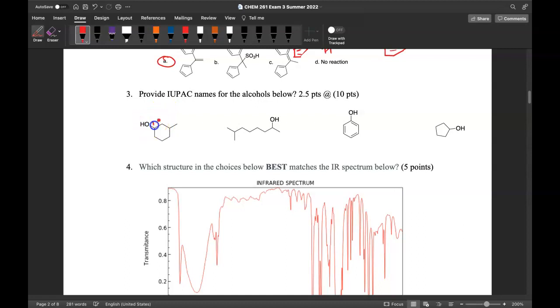IUPAC naming, prioritize the position of the alcohol. So this happens to be a cyclohexanol, with a methyl group on the 3rd carbon. So it's 3-methylcyclohexanol. Here's the methyl group. Again, prioritize the alcohol. 4, 5, 6, 7, 8. Looks like this is an octanol with the alcohol on the 2nd carbon. So the name for this, given that this is a substituent, would be 7-methyl.